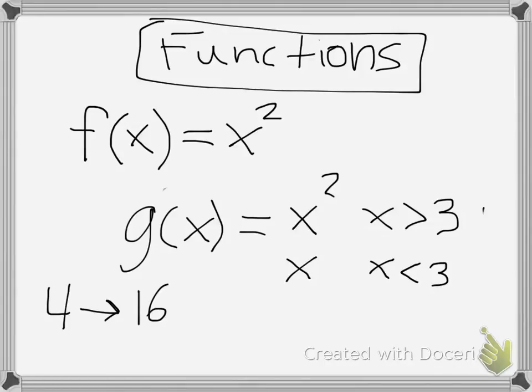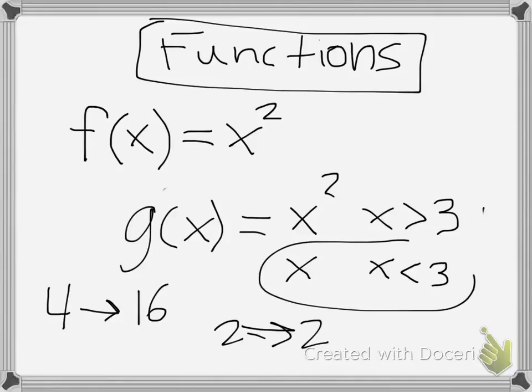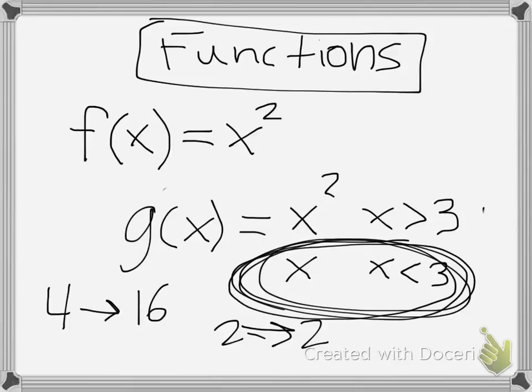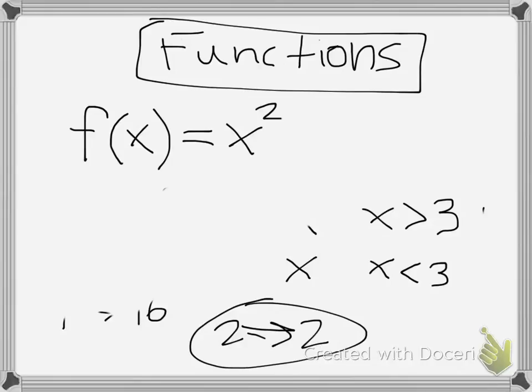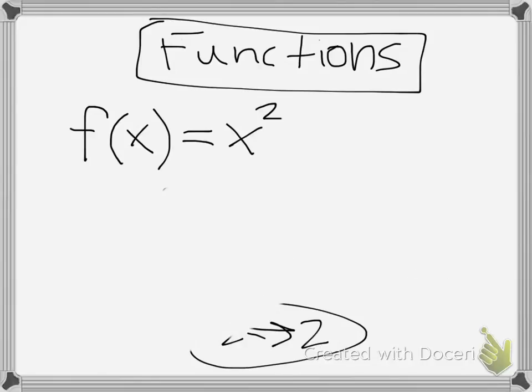Now let's plug in 2 into it. Well, if we plug in 2, we just get 2 because 2 is less than 3. And remember, when we plug in a number less than 3, we get the same number. So that's a little more complicated function. So functions are pretty easy to understand, but they're not always equations because they don't always have an equal sign.